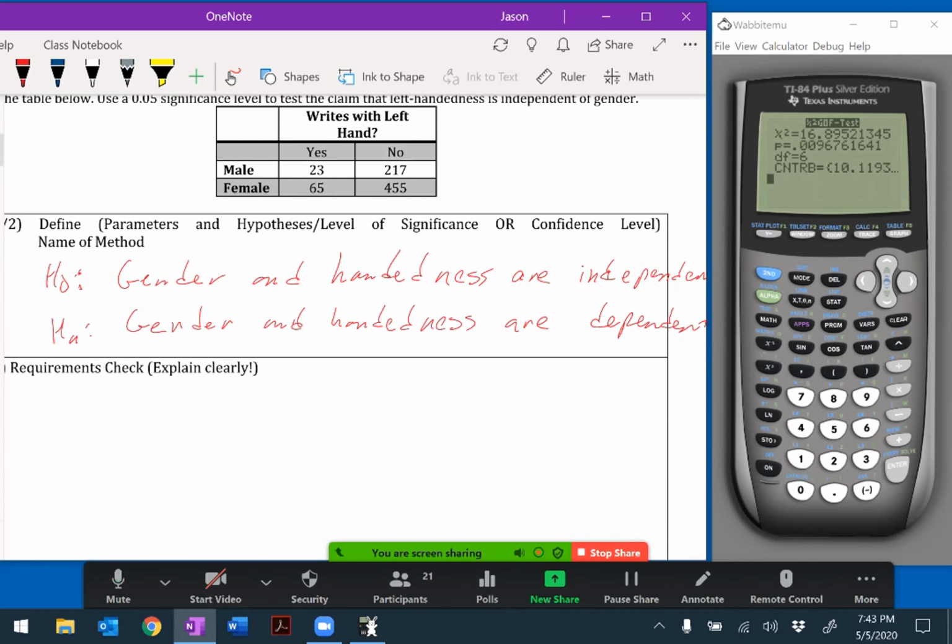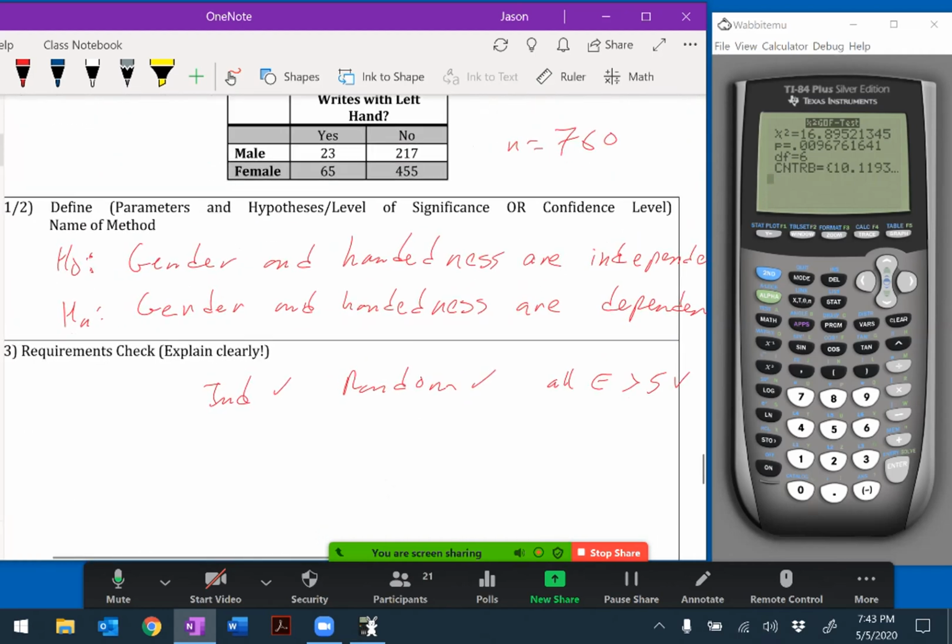Check. Is it independent? Yeah. Is it random? Yeah. Are there enough people in the study? Well, how many people were in the study? If we add all these numbers up, we get n equal to 760. All expected counts should be greater than 5, so we'll check that off.